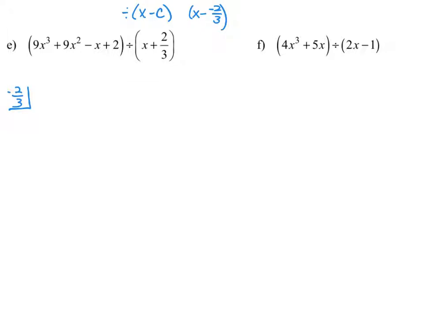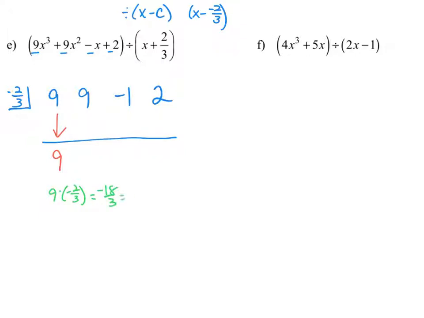Then we write the coefficients, 9, 9, negative 1, and 2. We get those coefficients from the original polynomial. We leave a space and draw a line. We always bring down that first coefficient of 9, and whatever is below the line you're going to multiply by the number that's in the box. So 9 times negative 2/3. 9 times negative 2/3 is negative 18 over 3, or negative 6.